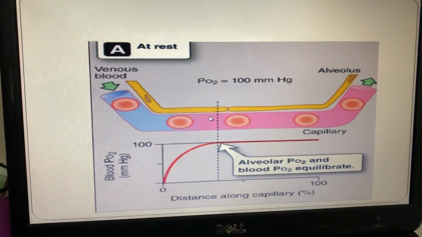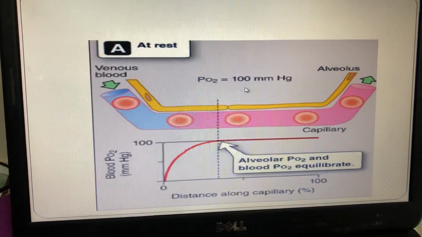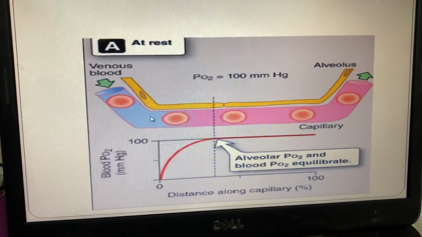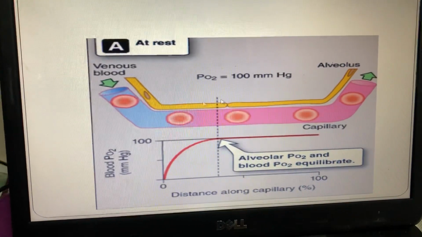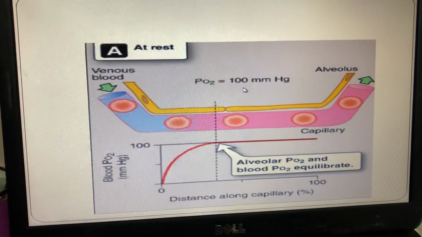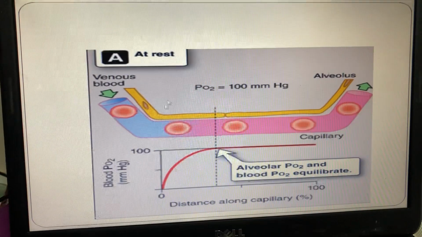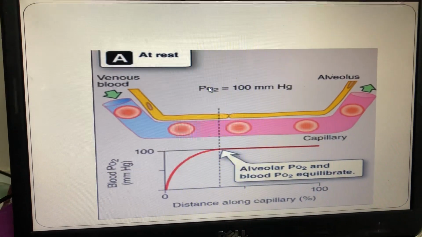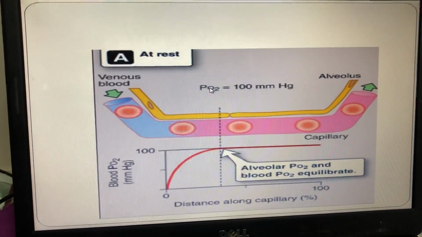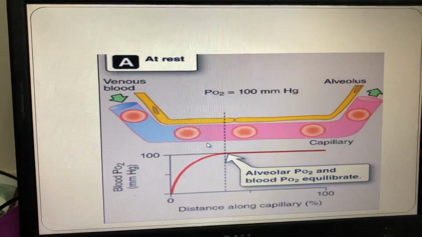We all know that diffusion takes place from a region of higher concentration to a region of lower concentration. So here the pressure is 100 mmHg, and when the pressure here is 40 mmHg, this causes a pressure gradient, and this causes exchange of oxygen from the alveoli to the pulmonary capillary.